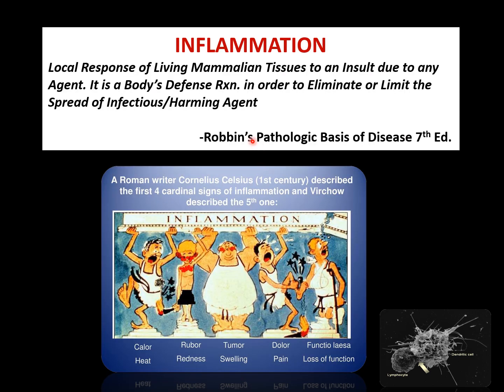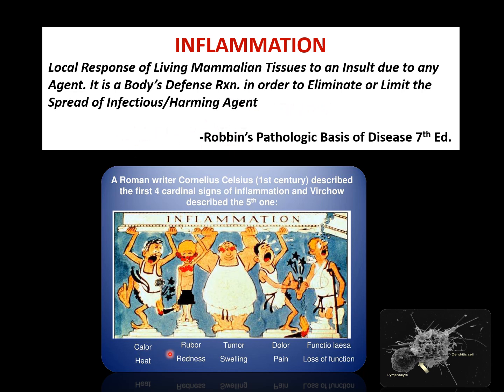Now, what is inflammation? This definition is taken from Robbins Pathologic Basis of Disease, 7th edition. It is the textbook of general pathology. Inflammation is the local response of living mammalian tissues to an insult due to any agent. It is the body's defense reaction in order to eliminate or limit the spread of the infectious or harmful agent.